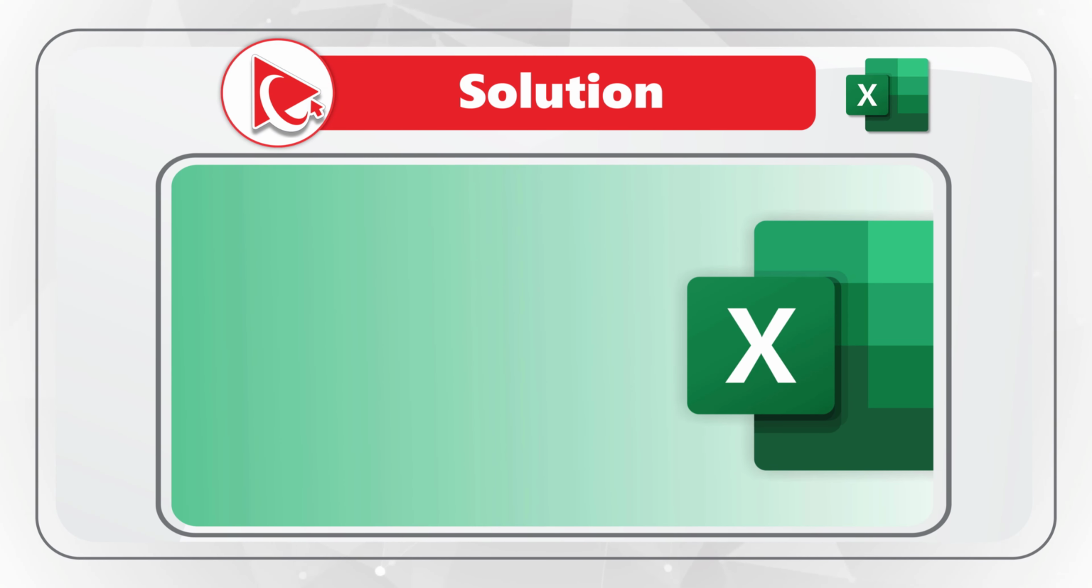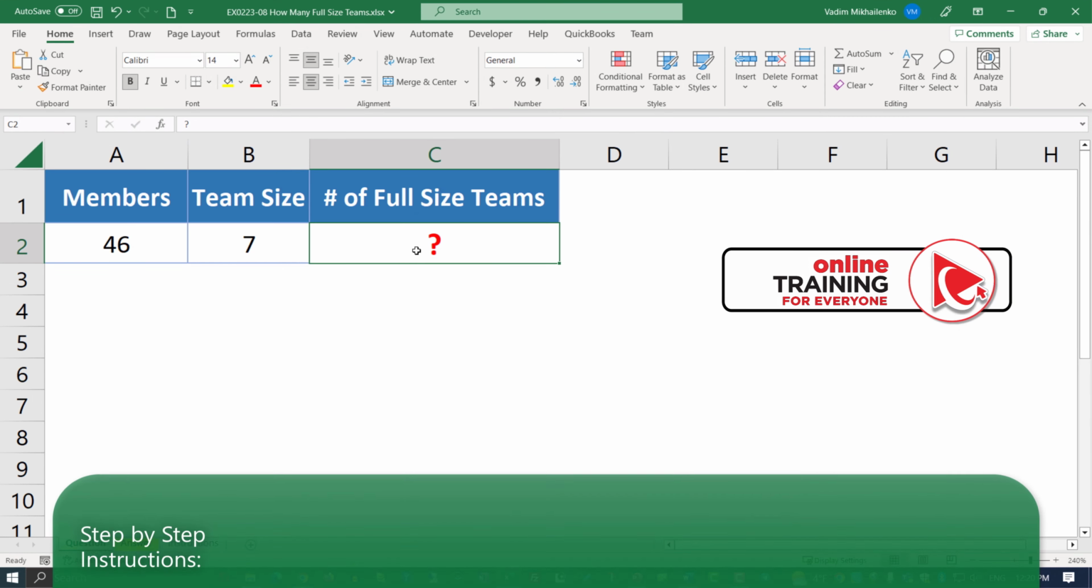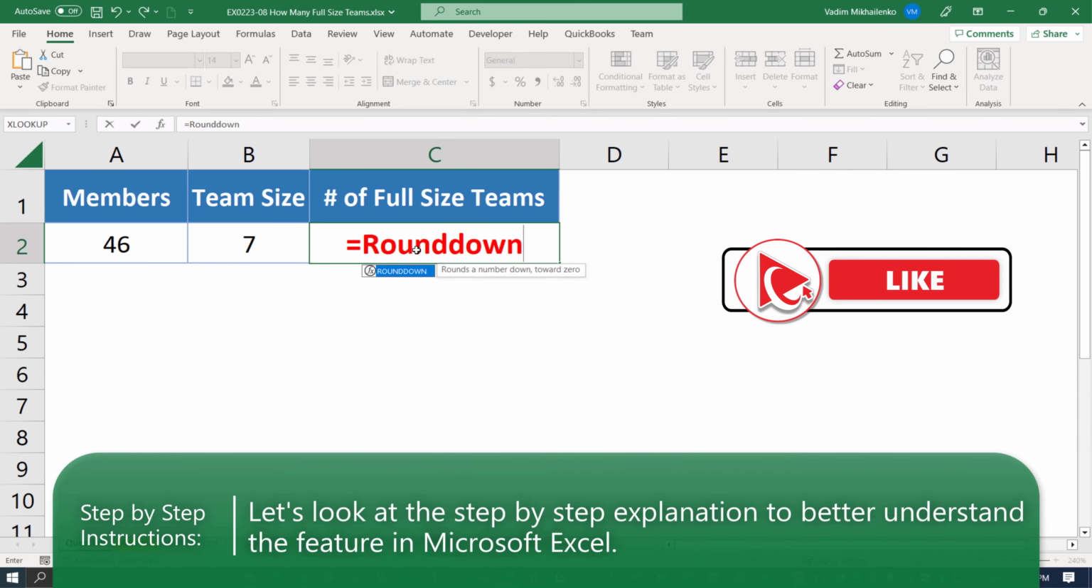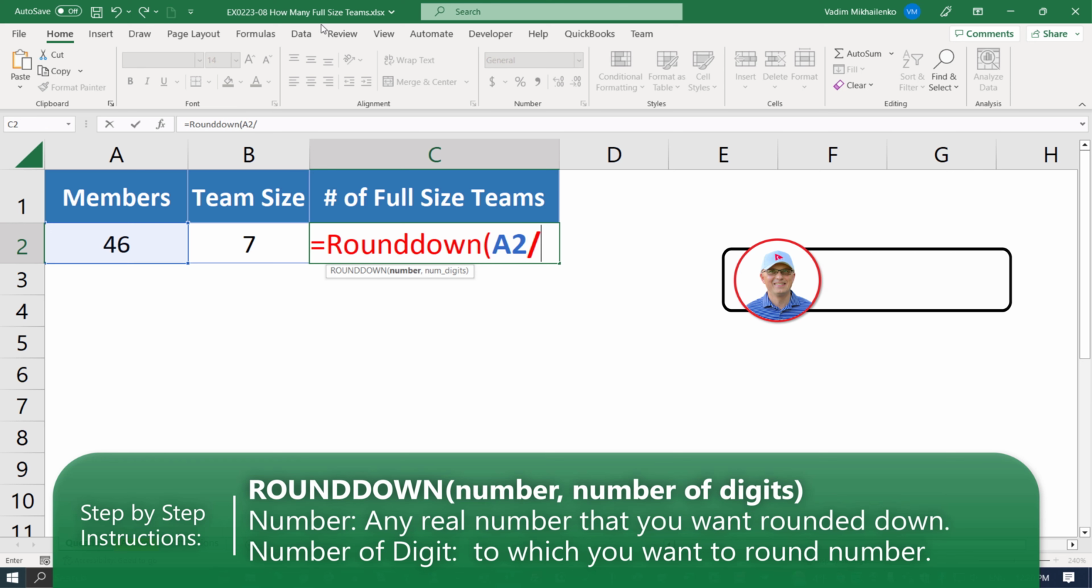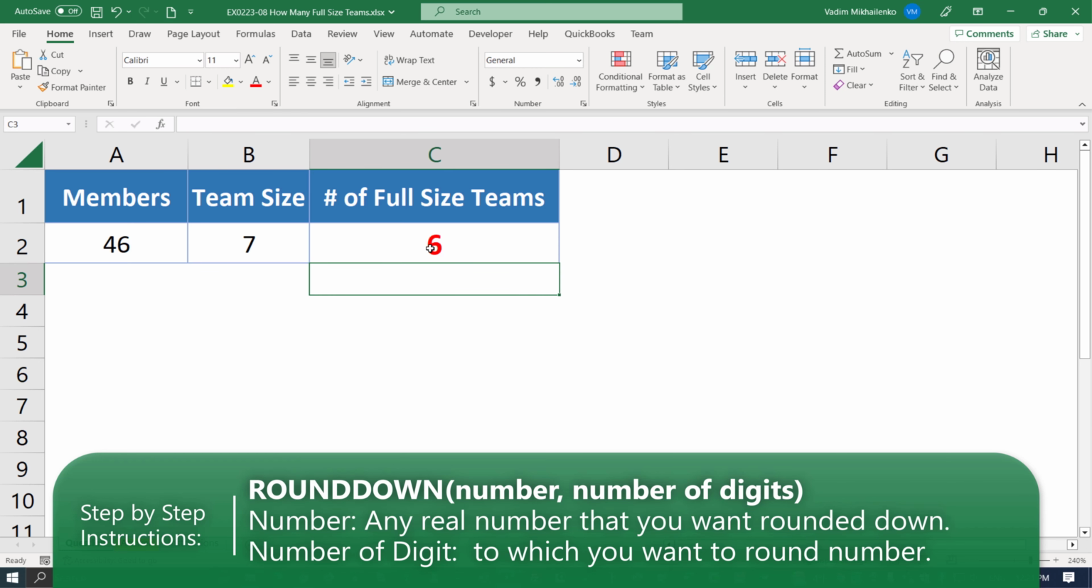I believe the correct answer here is choice B, ROUNDDOWN. The reason is that to solve this challenge, we need to use an Excel formula which rounds the number down to the nearest integer. To simulate this scenario in Microsoft Excel, let's use the ROUNDDOWN formula. You can see that it rounds a number down towards 0. Then let's supply the arguments A2 divided by B2, and the second argument, which indicates how many digits we're rounding down to, would be 0. Then you see that the number of full-size teams is 6.